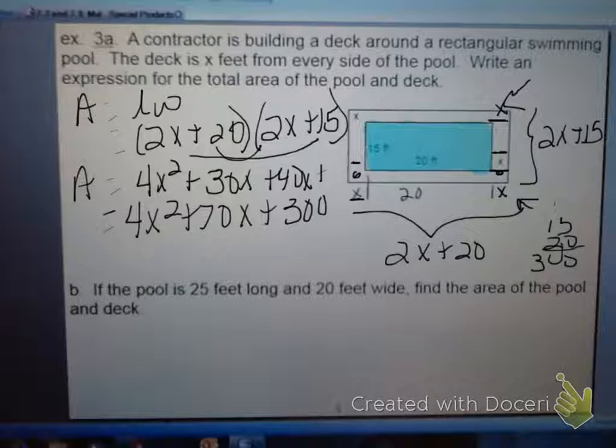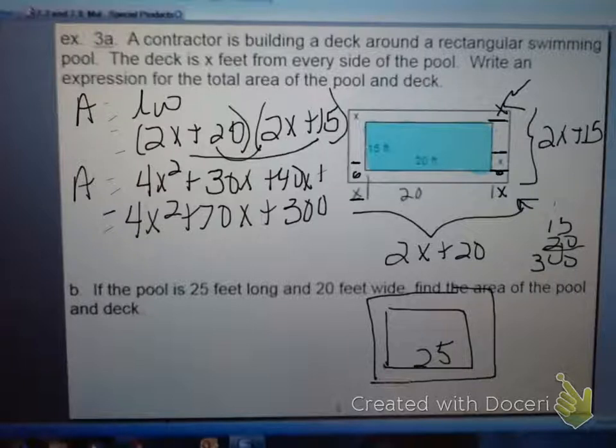Look at example B. If the pool was 25 feet long, and the deck is x feet, that would be 2x plus 25, and the width is 20, so the width would be 2x plus 20, and you do the FOIL method and multiply it out.